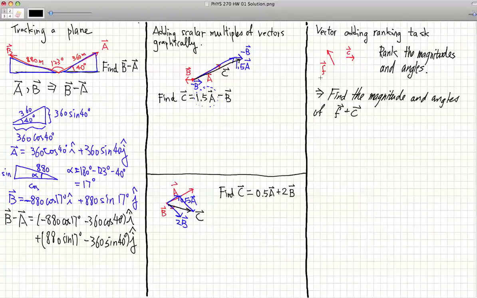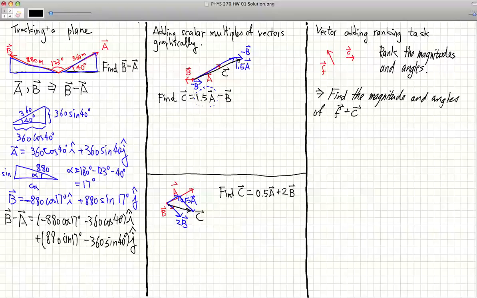In the last case, you have a couple of different vectors, and you're asked to rank the magnitudes and the angles of different combinations. Again, instead of doing every one of them, I'll just do one special case, and you can follow the same procedure and do all the other cases. For example, here I show the vectors F and C, so you can figure out the magnitude and the angle of F plus C by simply looking at the diagram.